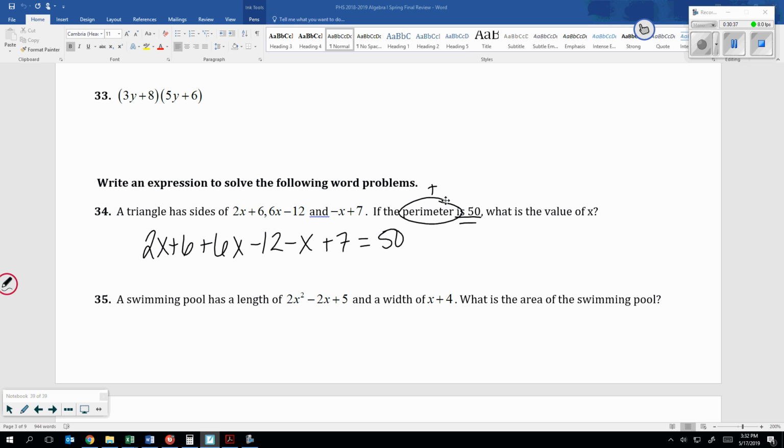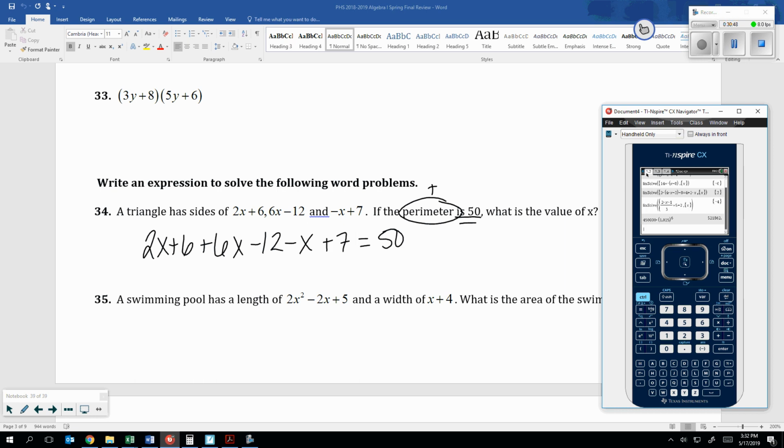Now with this, we don't have to really solve this by combining like terms. We're solving for what x is, so we go to our calculator, go to menu 3 2, change that to the 1, and we input it in exactly as it is. So 2x plus 6 plus 6x minus 12 minus x plus 7 equal sign 50, push enter, and voila. It is our answer. So x is equal to 7.